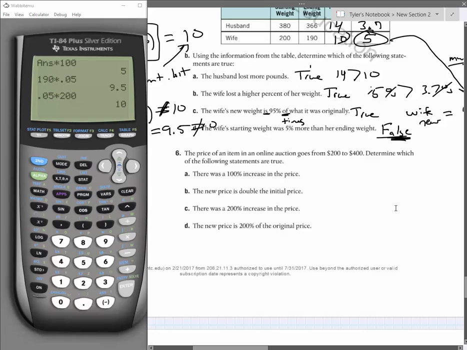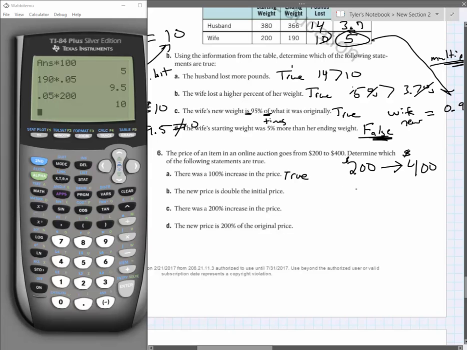All right, so then looking at number 6 here, it says the price of an item in an online auction goes from 200 to 400. Determine which of the following statements are true. So again, it's more of a true-false thing. So we're going from $200 to $400. Part A says there was a 100% increase. Is that true or false? So this is true, right?